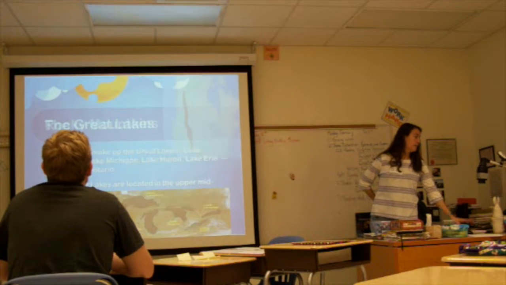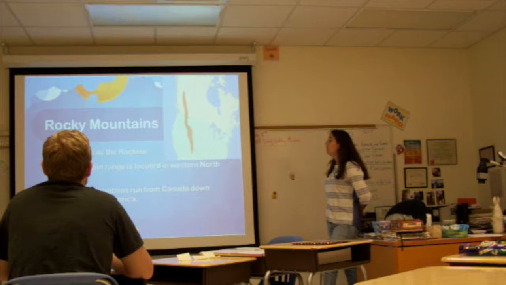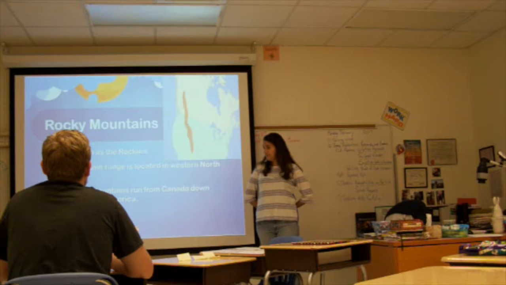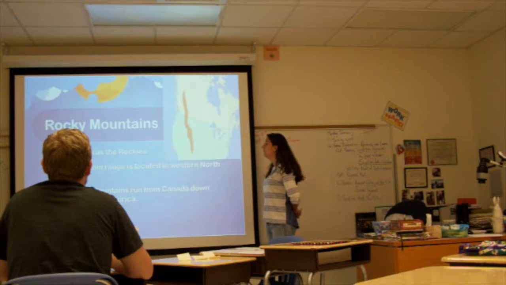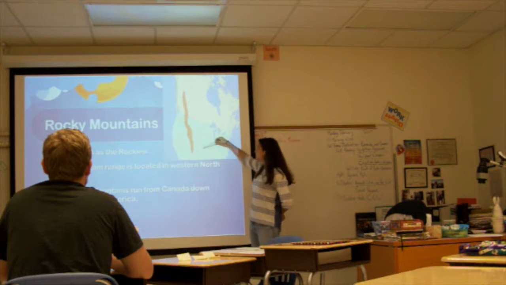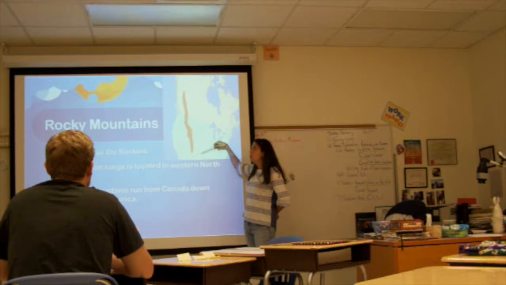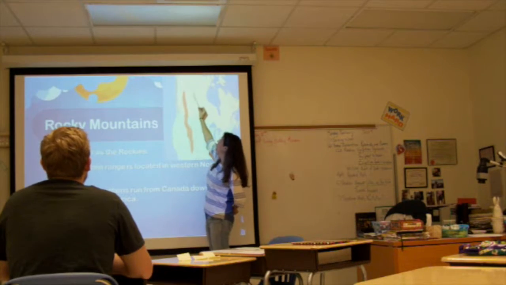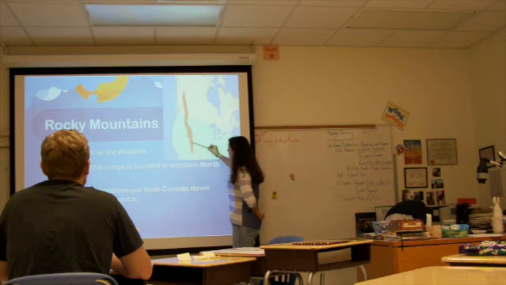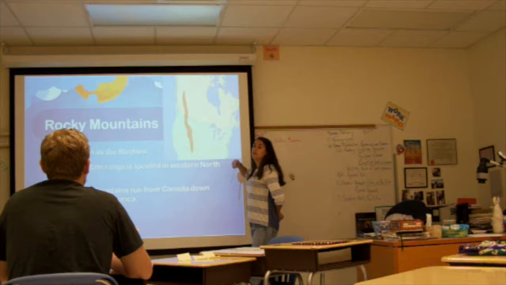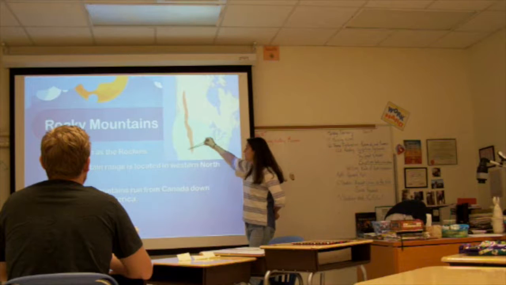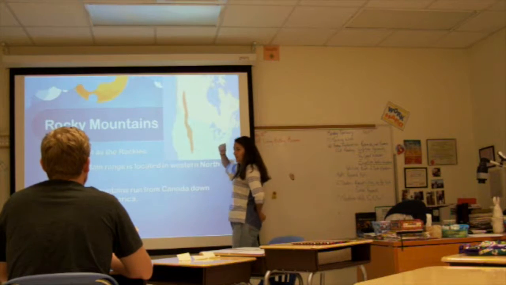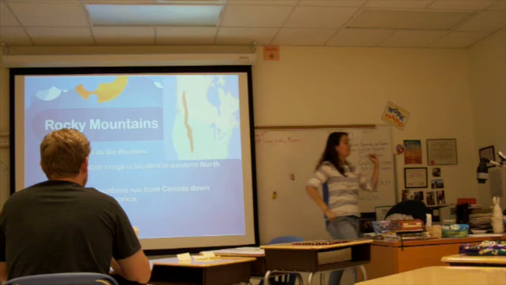Okay, now we're going to the Rocky Mountains. They are also known as the Rockies. Did you know that? No. This mountain range is located in western North America. The Rocky Mountains run from Canada down through North America. So we can see that it's pretty long, right? It's almost through Canada, and it comes all the way down. Where do you think it stops? I don't know. This happens to look like maybe Arizona, New Mexico, right? Good job. Don't worry, no problem.